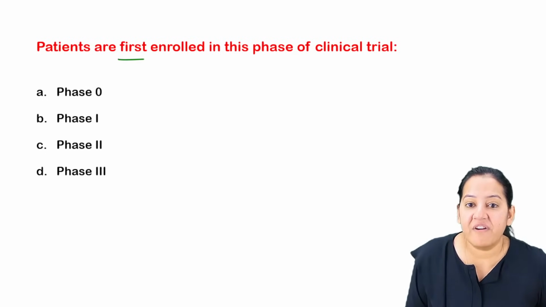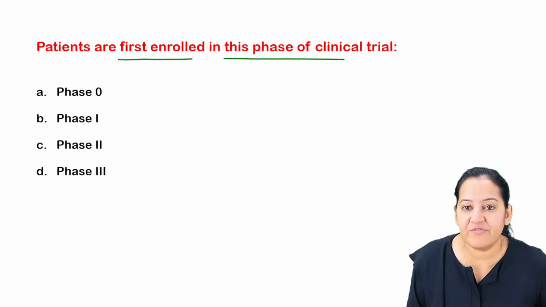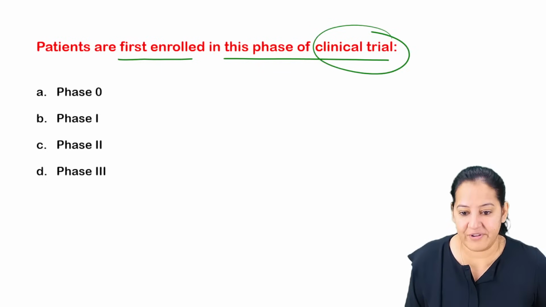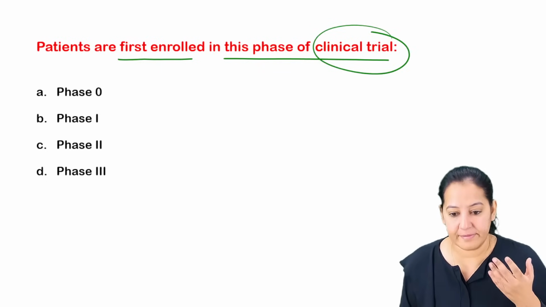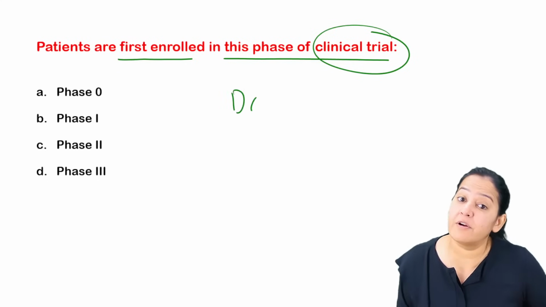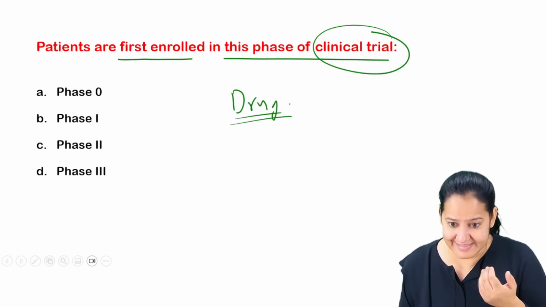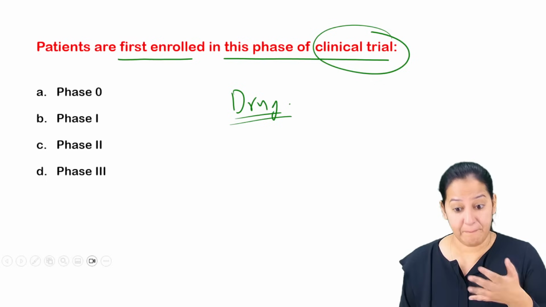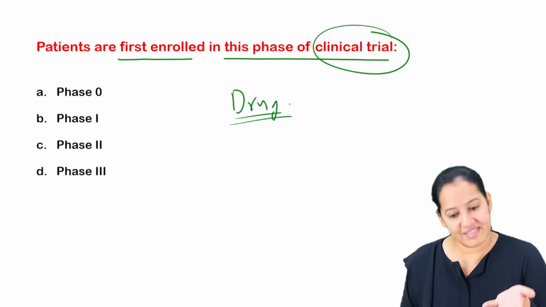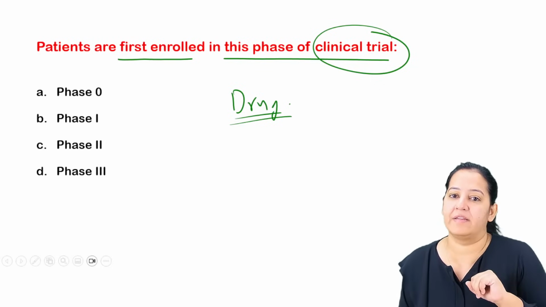Patients are first enrolled in which phase of clinical trial? You know what is a clinical trial? Now, suppose you are a scientist and you have discovered a new drug for any disease, for malaria, for HIV, for some cancer. You are claiming my drug, which I have discovered right now, is better than the old drugs available in the market.